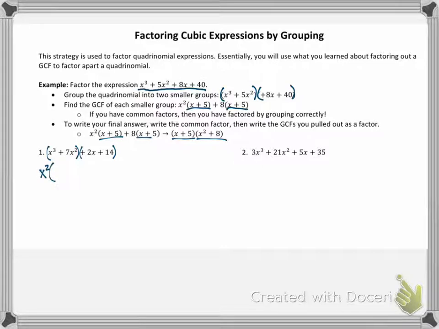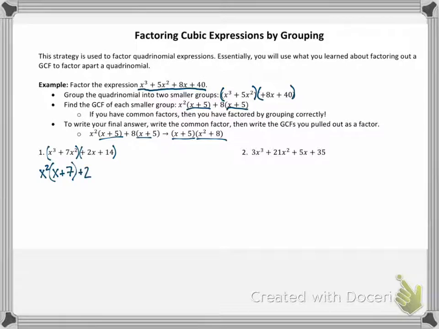What's left over? X cubed divided by x squared is x. 7x squared divided by x squared is 7. So that's, in the first group, me taking out the GCF. Now I'm going to look at the second group and do the same thing. What's the greatest thing I can take out? I can take out a positive 2.